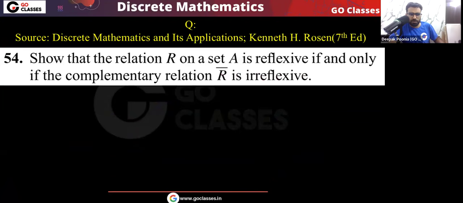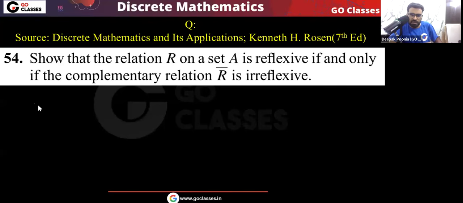Let's solve question 54 from the Kenneth Rosen book. Show that the relation R on set A is reflexive if and only if the complementary relation is irreflexive. This question is about the complementary relation, not about the inverse relation. And this is another very easy question.